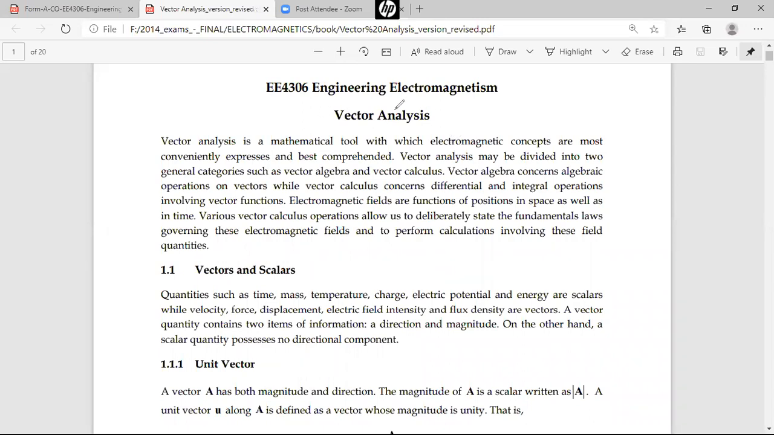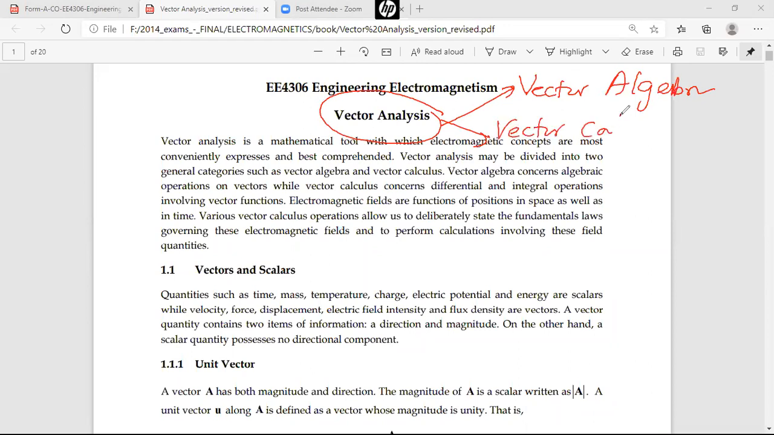Firstly, I'll focus on the vector analysis. Basically, this vector analysis we can separate into vector algebra and vector calculus. Basically, we can divide this vector analysis into two areas called vector algebra and vector calculus.